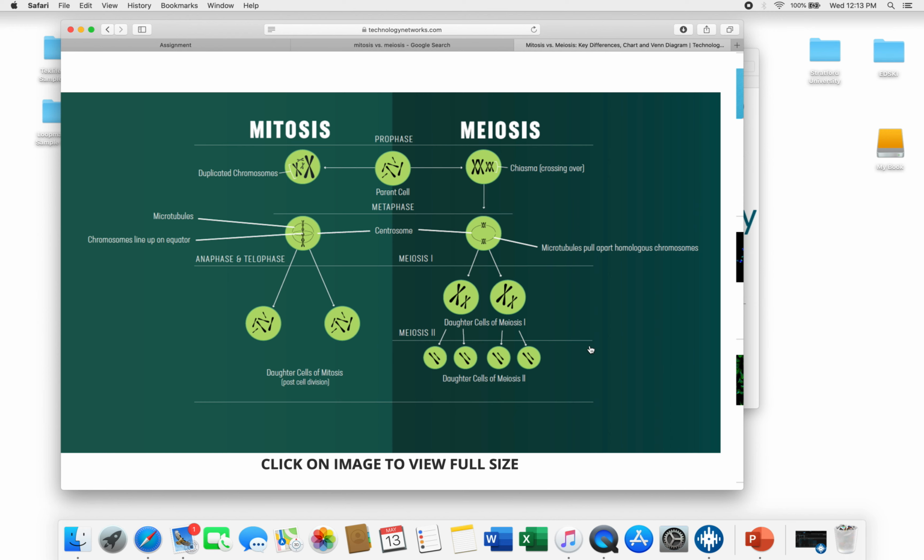So this is the difference between mitosis and meiosis. They also have a very good video of it in your Moodle shells.